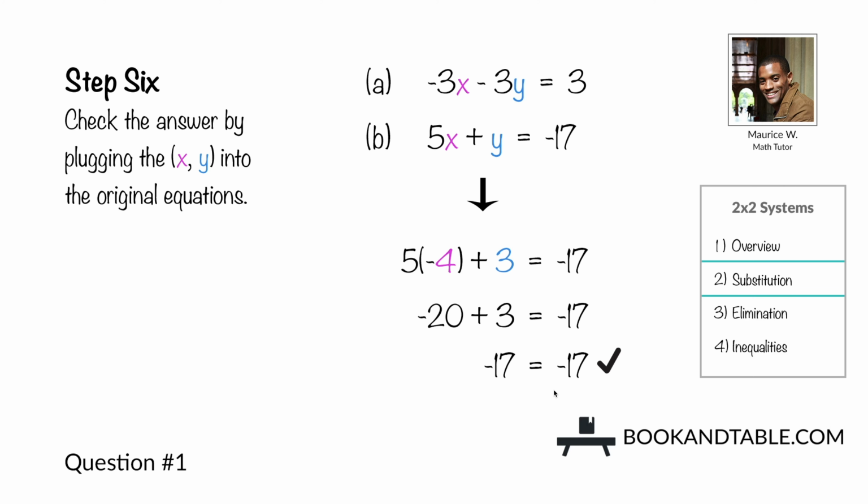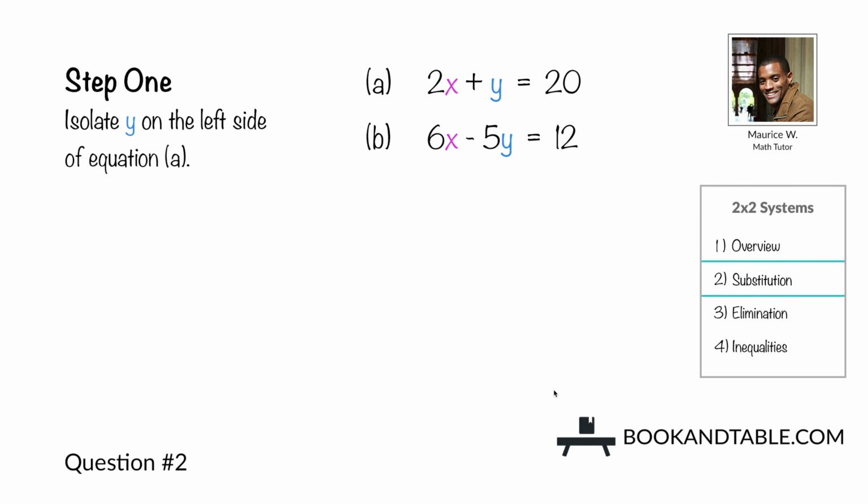So that is the solution to question number 1. Let's now have a look at question number 2. We had equation A is 2x plus y is equal to 20, and equation B is 6x minus 5y is equal to 12. Since the coefficient of y here is 1, it's easier to solve equation A for y.